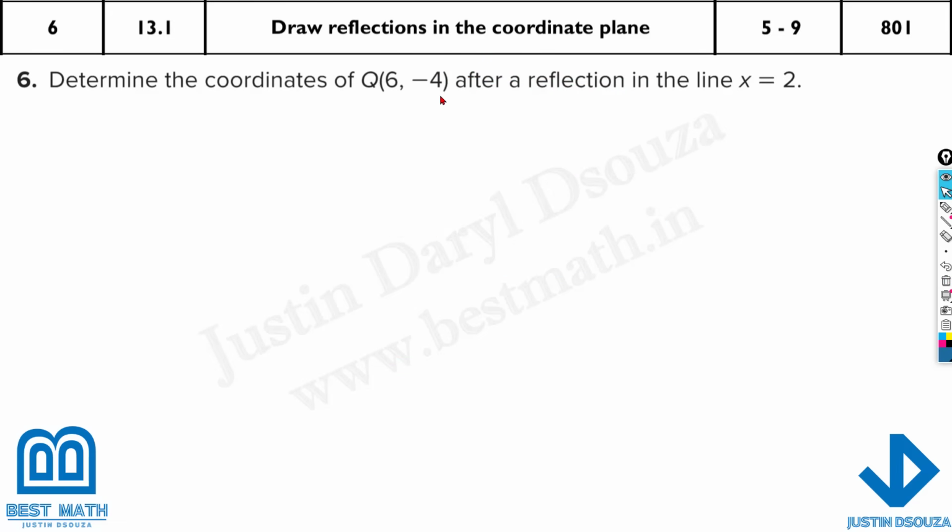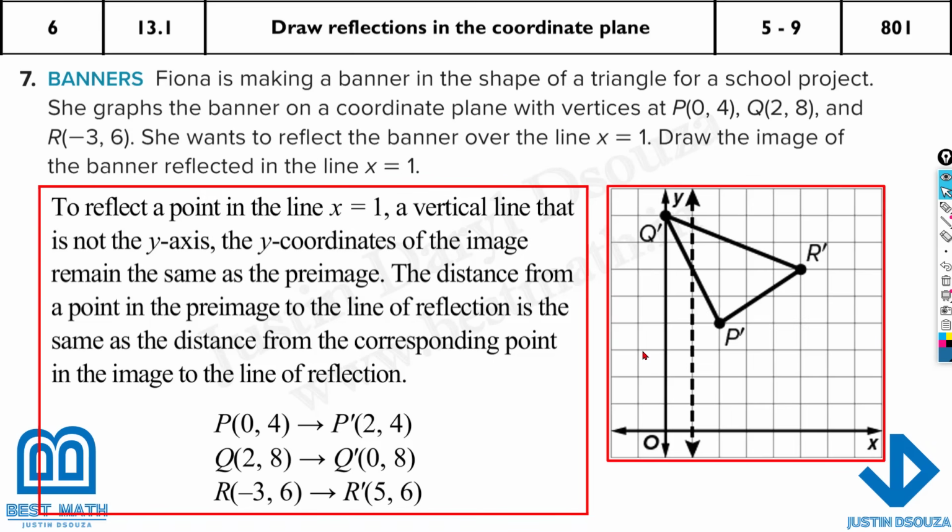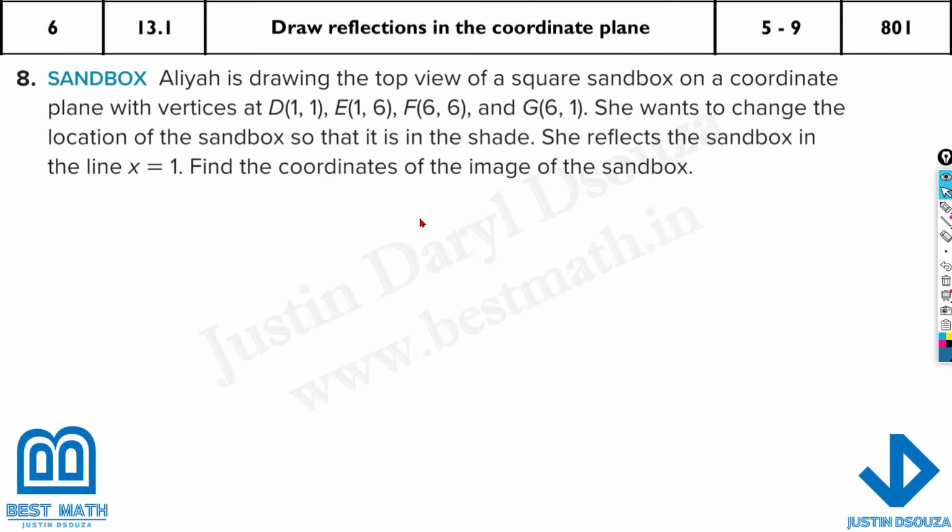What about this one? We did this, is it? I think so, yeah. So here, what happens? Only the x value changes. Yes, we did it at the beginning. So it's -2 and -4. Now, we did this just now. Here are the coordinates. And what about this one?